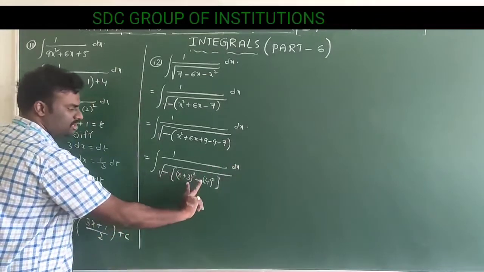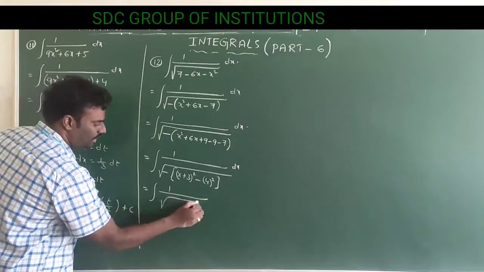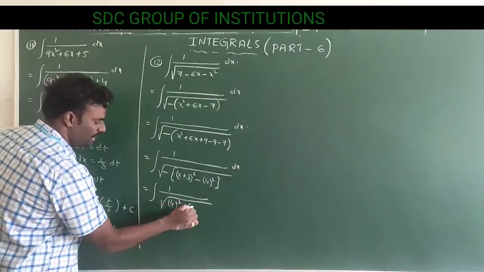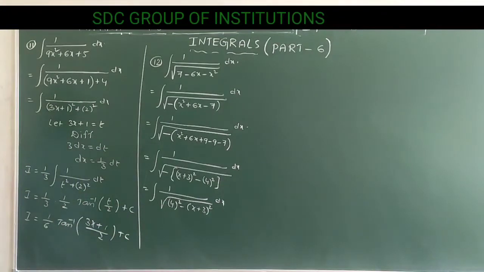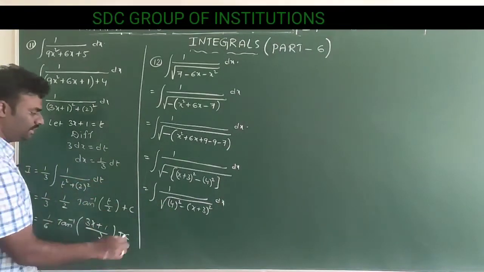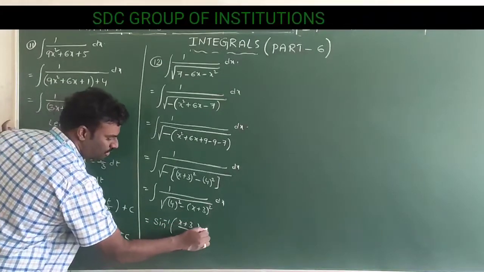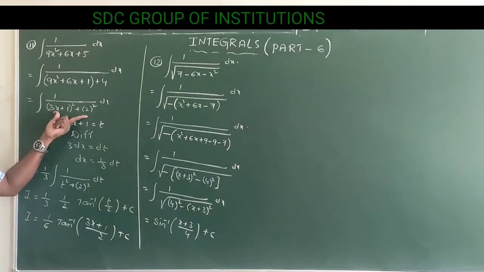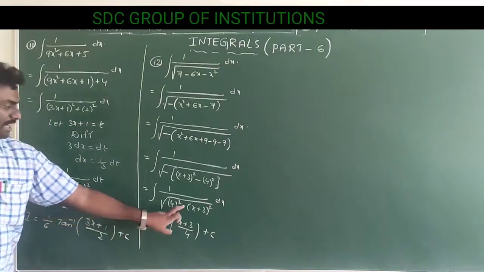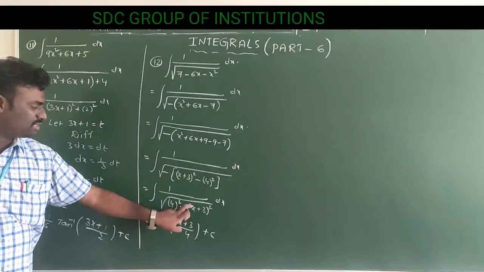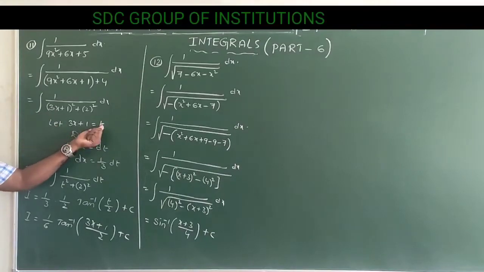So to cancel this minus, these two values will be interchanged. 1 by under root of 4 square minus x plus 3 whole square. Now it is in the form of 1 by under root of a square minus x square, that is nothing but sin inverse of x by a. Here you will get a doubt, why can't we apply the formula 1 by x square plus a square here? Why? Because here the x coefficient is only 1. If the x coefficient is only 1, we can apply the direct formula, but otherwise you can use the substitution method.